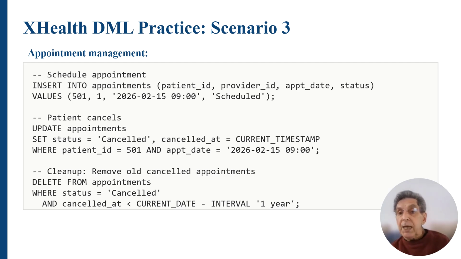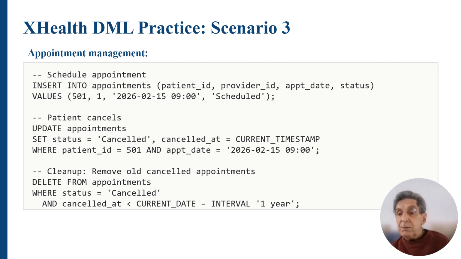Then the patient calls to cancel. Well, rather than deleting the appointment, we update it. We set status to canceled and record when the cancellation occurred in the canceled at column. This preserves the appointment history. We can later analyze cancellation patterns, no-show rates, and scheduling efficiency because we kept the original data.